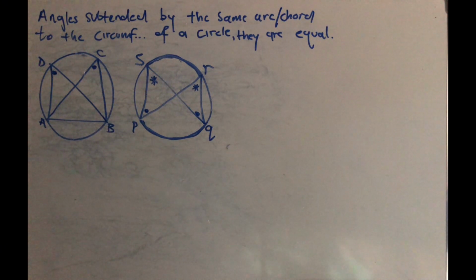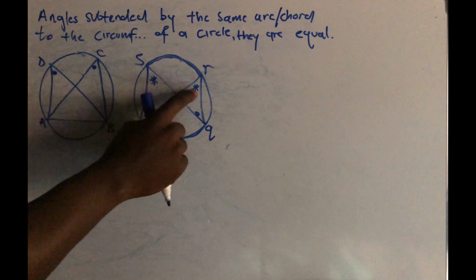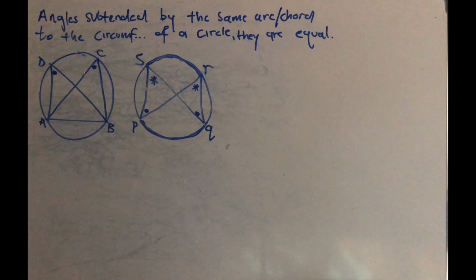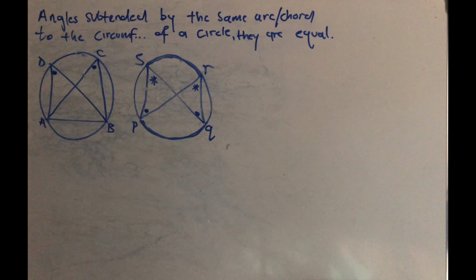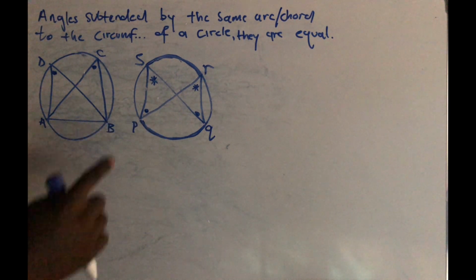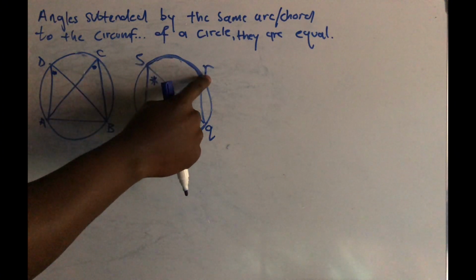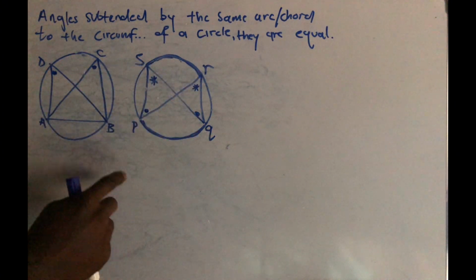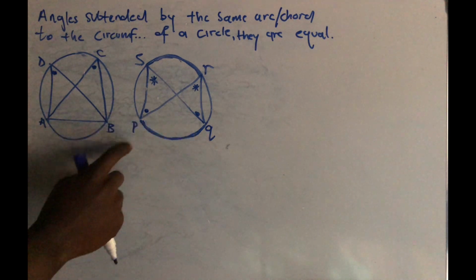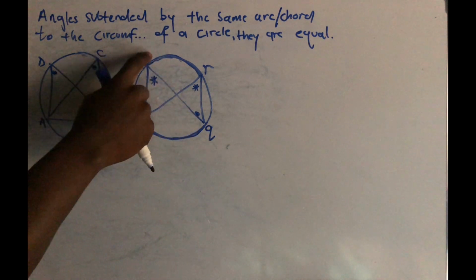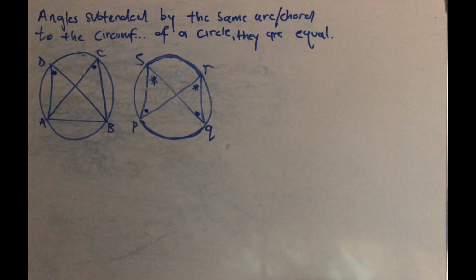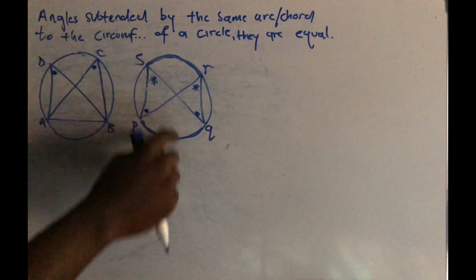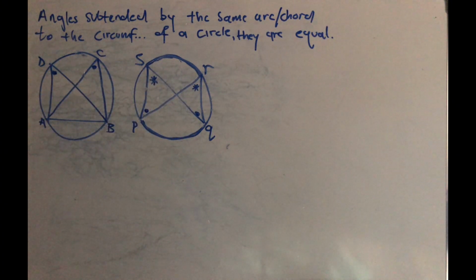But it does not mean that these angles equal these angles. Remember, they are equal only if they are subtended by the same chord or the same arc. In this case, SR subtends P and Q, and in this case, PQ subtends S and R. So these two are equal and these two are equal, but that doesn't mean all four together are equal.